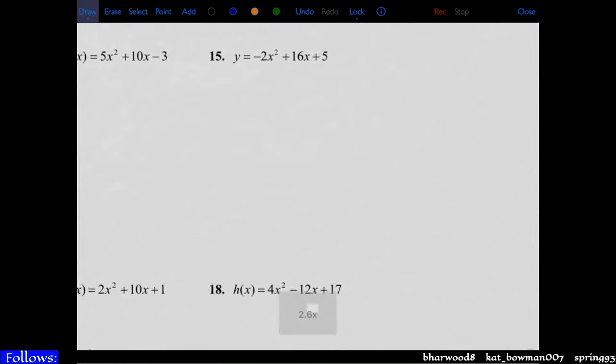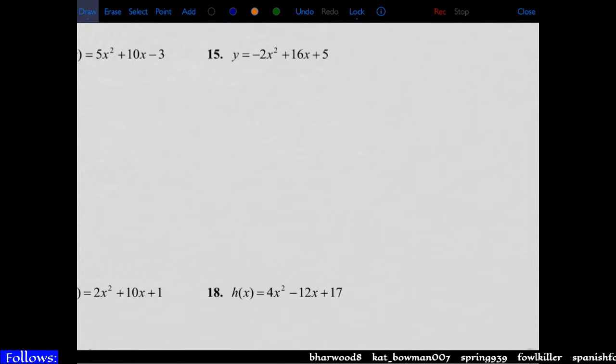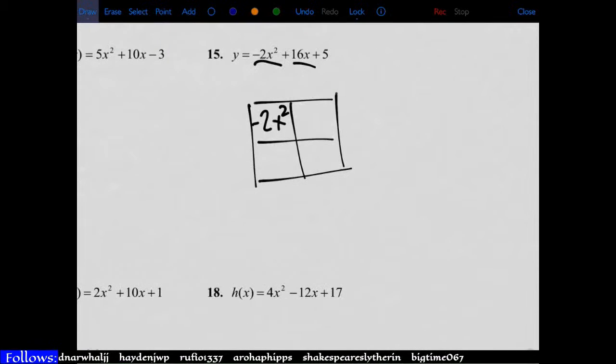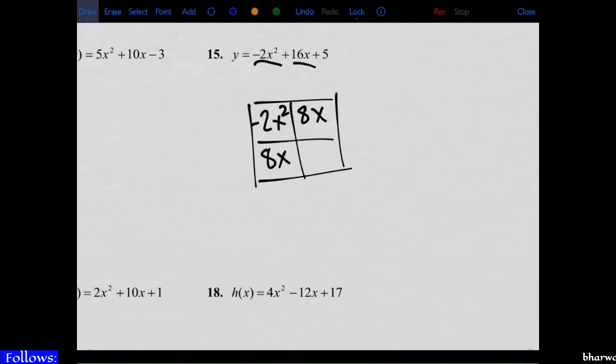Let's go to number 15. So this is going to be just like the other ones we did. I know, right, Hayden? We need to find a square. We're converting to vertex form, so we need to find a square that contains negative 2x squared and 16x. So we put negative 2x squared here. If we want it to have 16x's total, we're going to do 8 in each corner to make it even, make it a square.